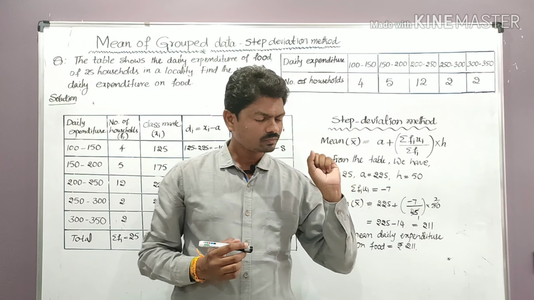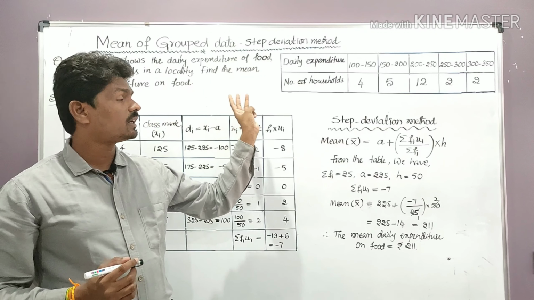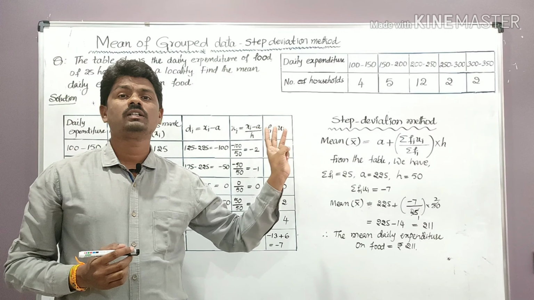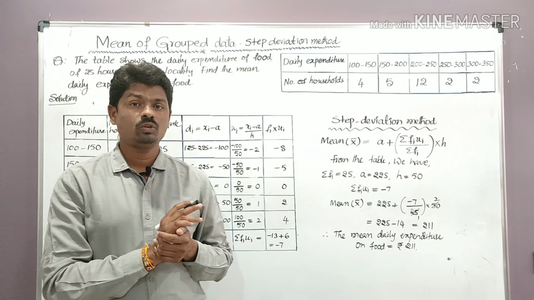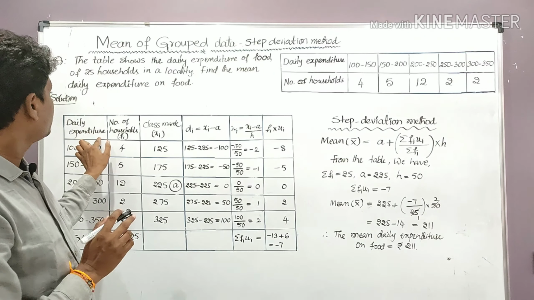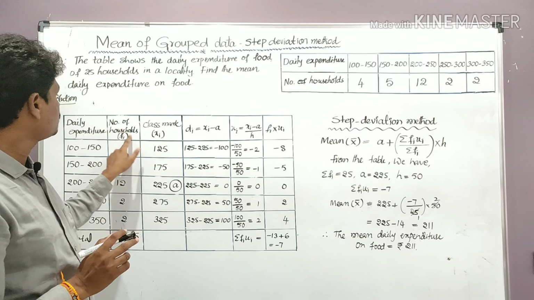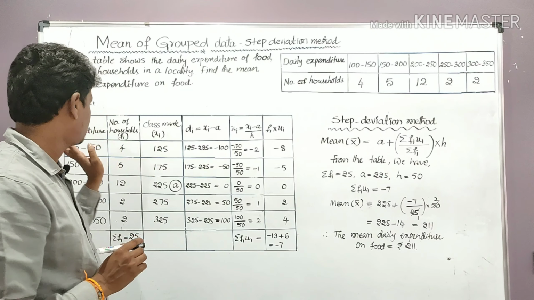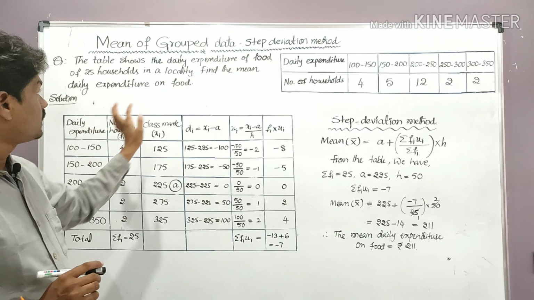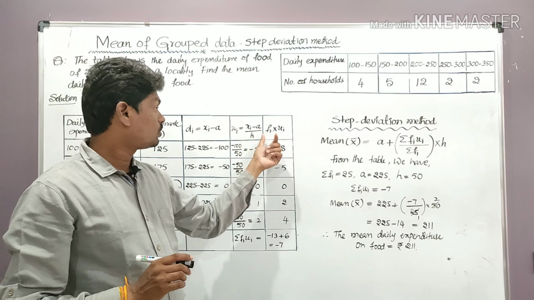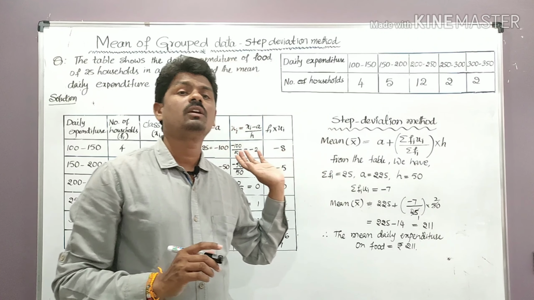Now see, student, there are three methods to find the mean of a group of data: direct method, assumed mean method, step deviation method. Comparatively, you have to learn all three methods, student. Just see here, in the direct method up to the third column is the same. In the assumed mean method up to the fourth column it is the same, but in the step deviation method we have to find these two, student.